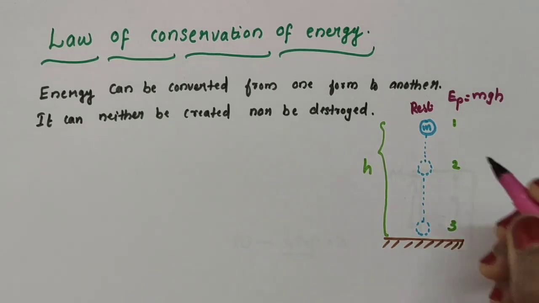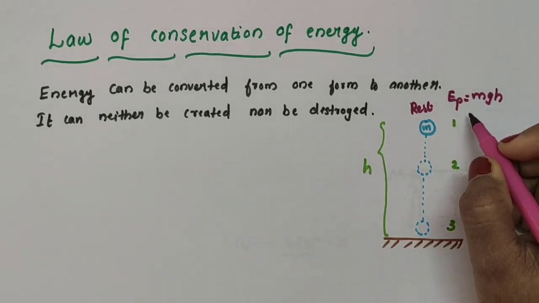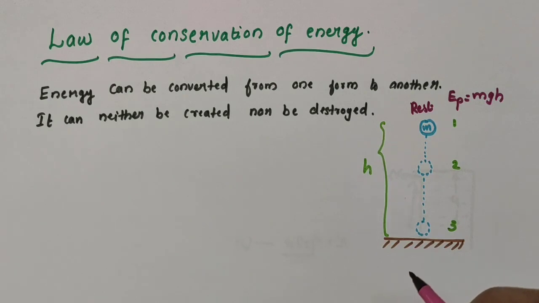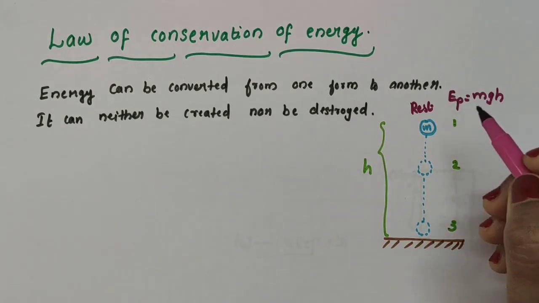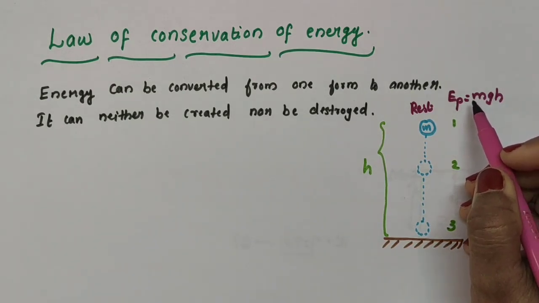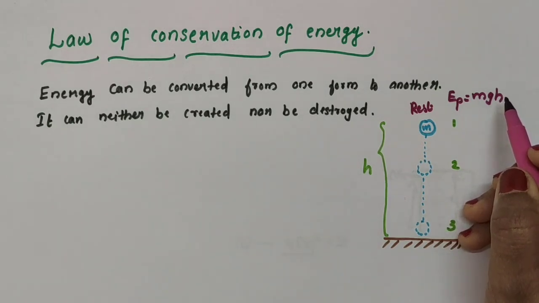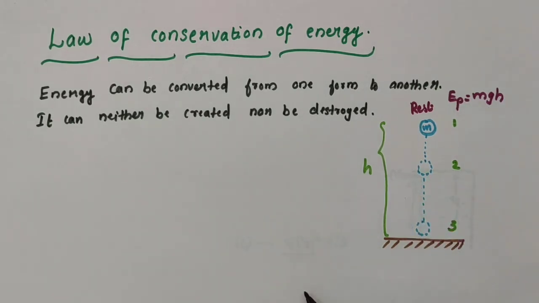Right. We have already discussed this expression in our previous video. I hope you remember that. The potential energy possessed by an object of mass m when it is at a height h above the ground is EP is equal to mgh.